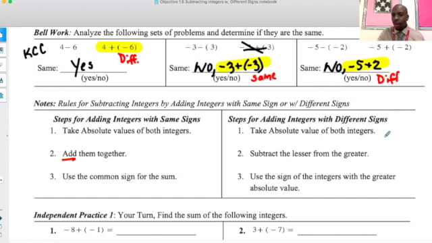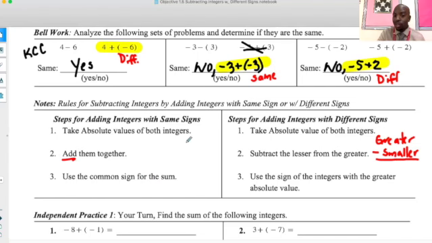Lesser from the greater. Another way to look at that is to simply remember that just means the bigger, or in other words, greater, minus the smaller, or the lesser. Greater minus smaller, and that's what that means. Take the absolute value of both, do the big one minus the small one. Now, for the same sign, you're going to use the common sign that they both share.